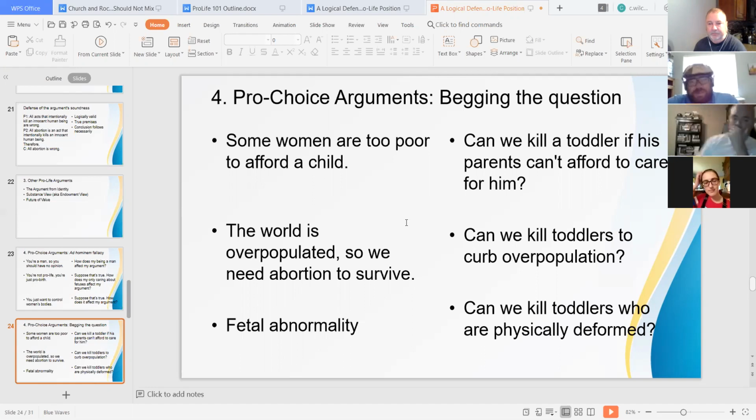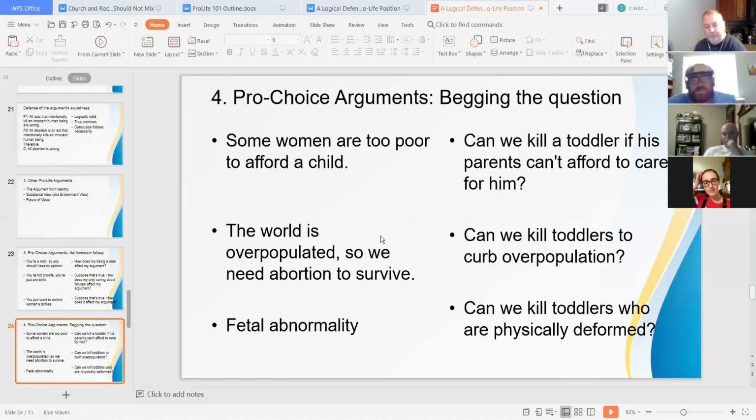Now, fetal abnormality is part of what's called the hard cases for abortion, and essentially these are cases that pro-life people have to struggle against because of the implications of our views. One of these is that we have to support birth in the case of a fetus that's severely deformed, and where the child is not going to have a very good quality of life. But that's what our argument leads to.